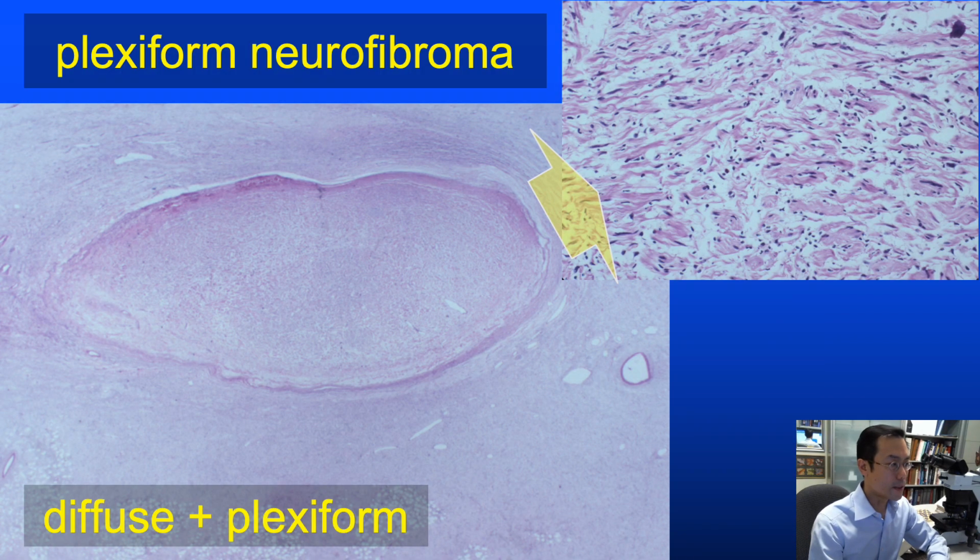Plexiform neurofibroma is regarded as pathognomonic for NF1 and is characterized by multiple large nodules resembling large nerve trunks, very well demarcated. Centrally, there are Schwann cells and variable numbers of axons demarcated by a perineural sheath, and taken together forming a plexiform pattern of growth that resembles a bag of worms upon gross examination.